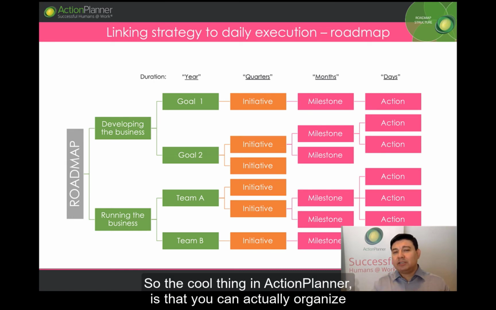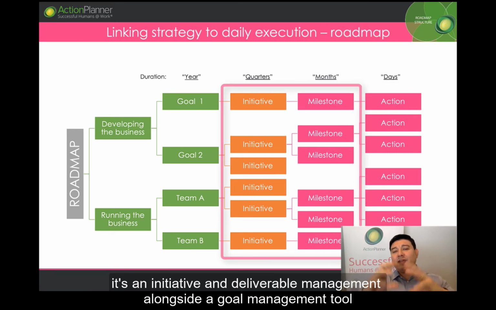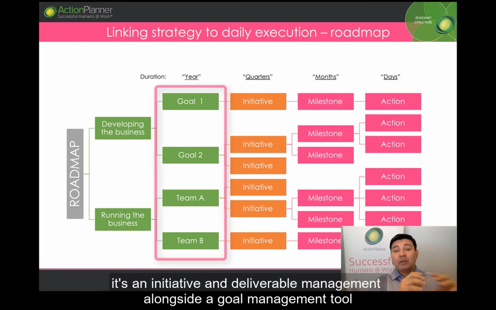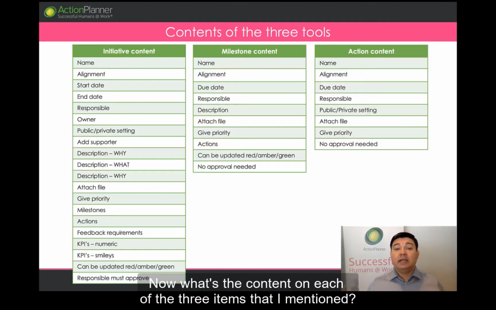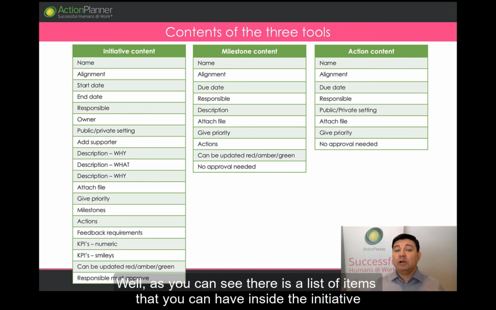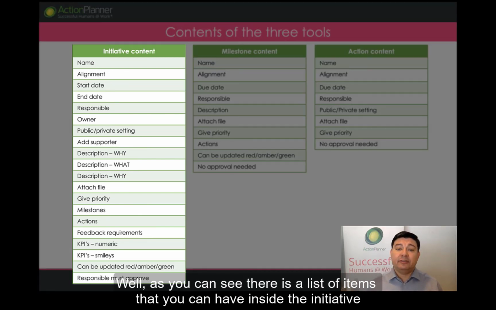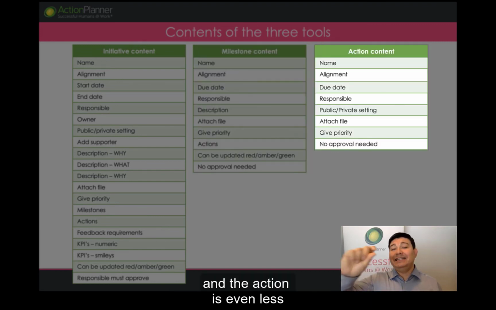So the cool thing in Action Planner is that you can actually organize all your tasks. So it's a task management, an initiative and deliverable management alongside a goal management tool. All in one and across developing the business and running the business. Now, what's the content on each of the 3 items that I mentioned? Initiatives, milestones, and actions. Well, as you can see, there's a list of items that you can have inside the initiative, and the milestone is less and the action is even less.